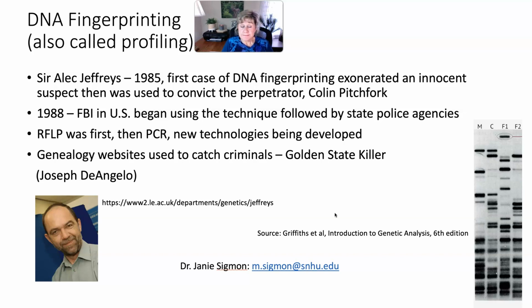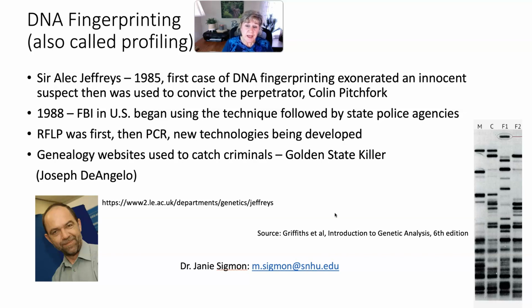So in England, they don't have the same civil rights that we do. In England, they just said, okay, all the men in the villages line up. We're taking blood from you. And so they collected over 5,500 blood samples, and Alec Jeffreys started testing them against the DNA samples from the girls who were murdered.